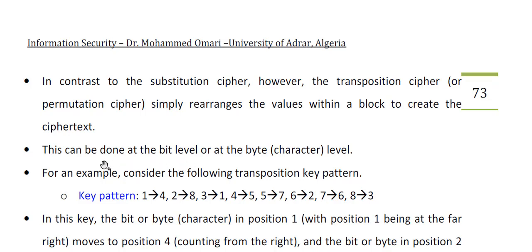For example, let's use the key pattern here. Element at position 1 will move to position 4. Element at position 2 will move to position 8, and so forth. We have to complete the entire sequence of, for instance, here, if we divide the block into 8 components. So each component needs to know the next place or its next position. That's why it is called a transposition cipher or a permutation cipher.